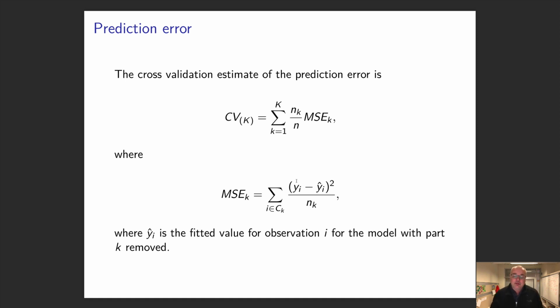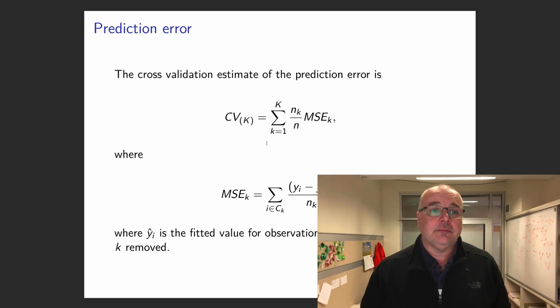So let's see what mean square error is. For each part, what I do is I take the observation in the test set, take off what I predict, where I predict using the model fitted on the training data. I look at the squared difference, add them up, and divide by the size. So that's it, that's the mean square error. I put them together and I get a cross-validation error.